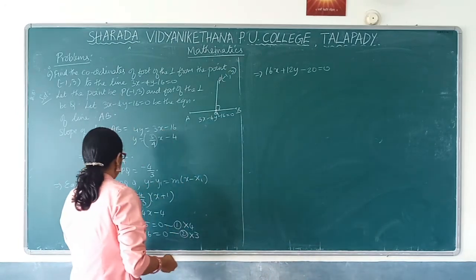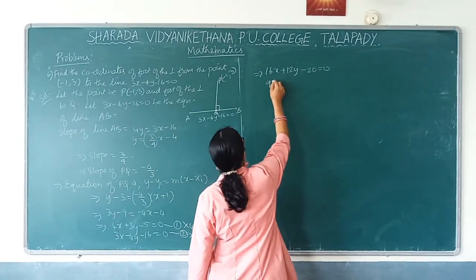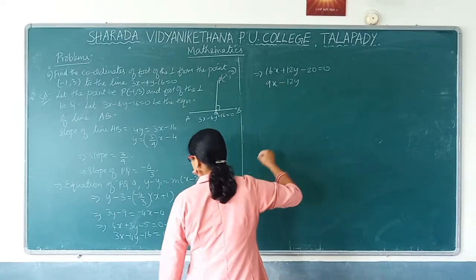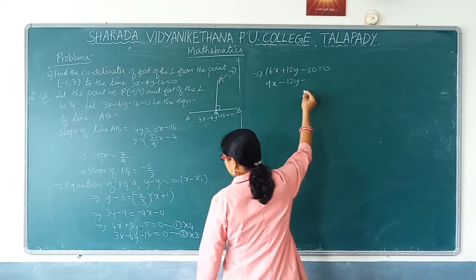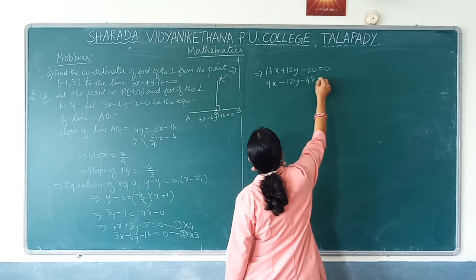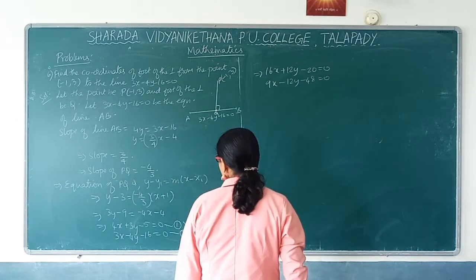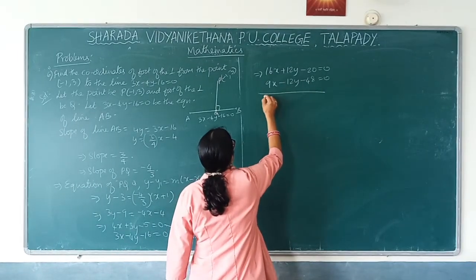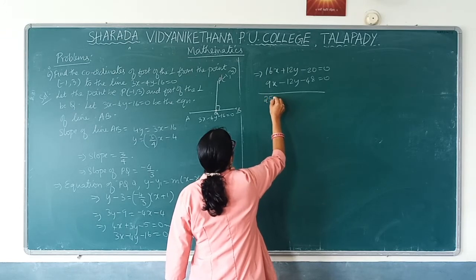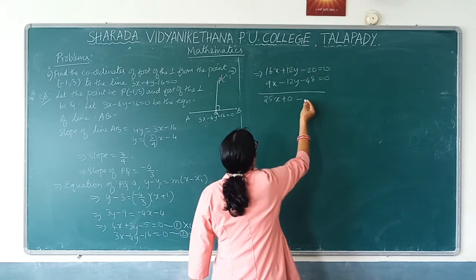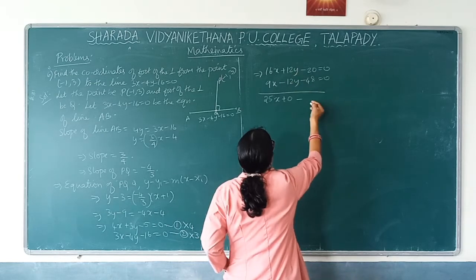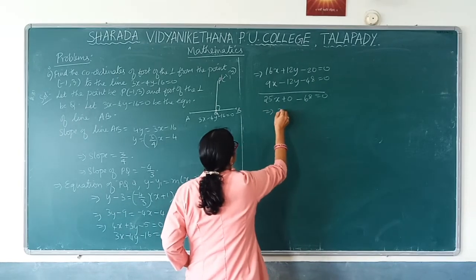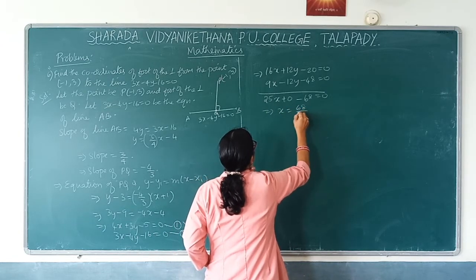Then here 3 3s are 9x minus 4 3s are 12y minus 16 3s are how much? 16 3s are 48 I think, equal to 0. Correct? Now we need to add these two. What do we get? 16 plus 9 is 25x plus 0. We don't need to change the sign because they are already opposite. Minus 20 minus 48 is minus 68 is equal to 0. Then what is x? X is equal to 68 by 25.